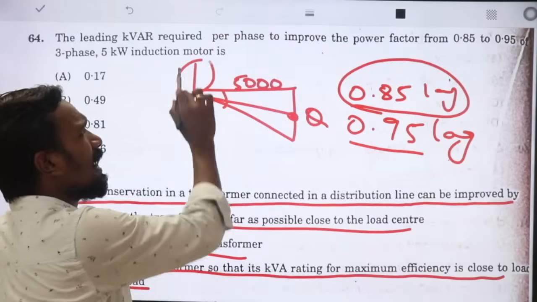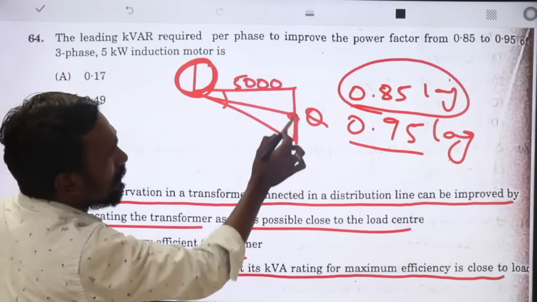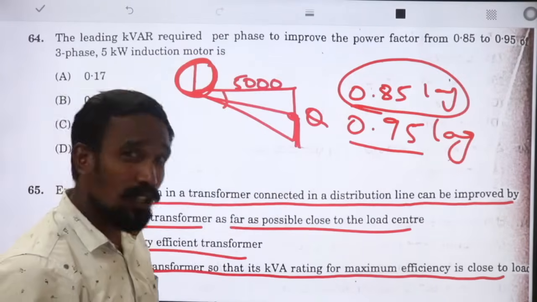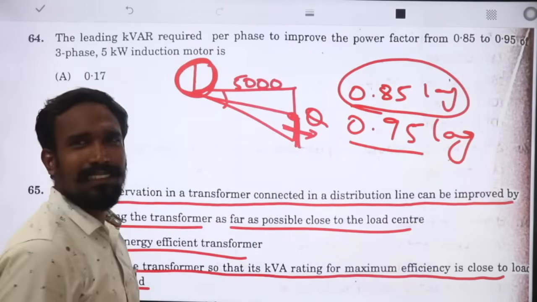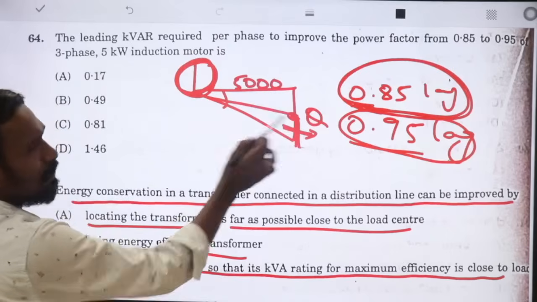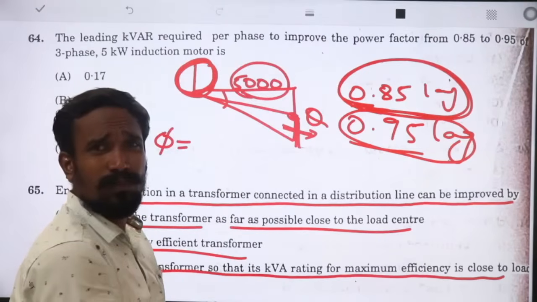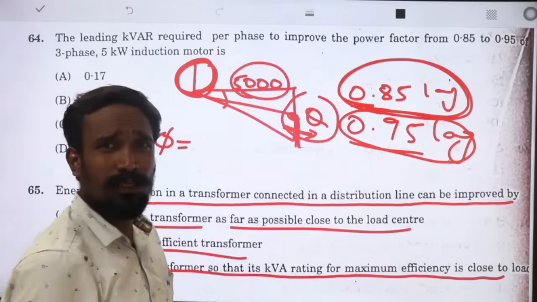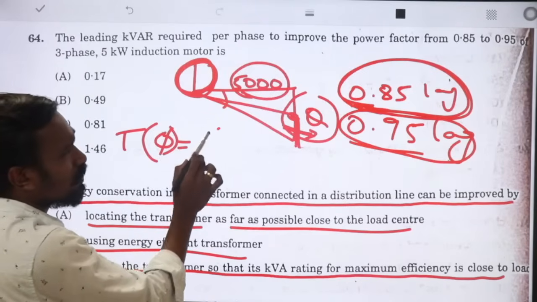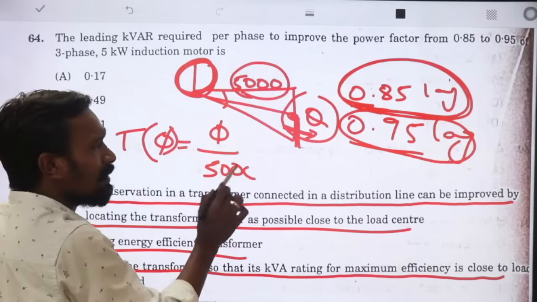Now we have to calculate this reactive power. This much of reactive power is subtracted from this, right? Yes or no? So how much is subtracted here? Initially the power factor is 0.85. Now the power factor is 0.95. The power factor angle is nothing but here. From this, I know the adjacent value and want to know the opposite value. Tan phi is equal to opposite upon adjacent.